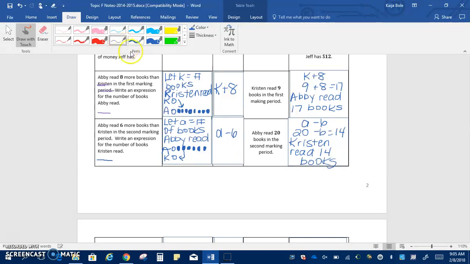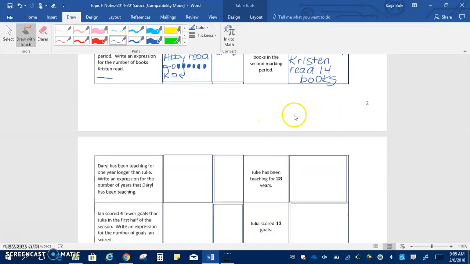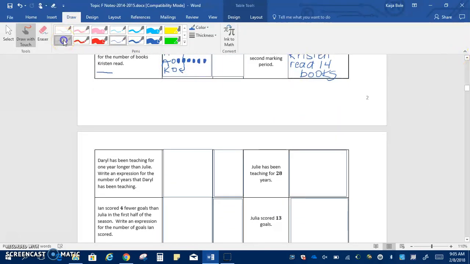At the bottom of this page, I want you to write a note about your variable. You want to use the opposite variable of what you are looking for.